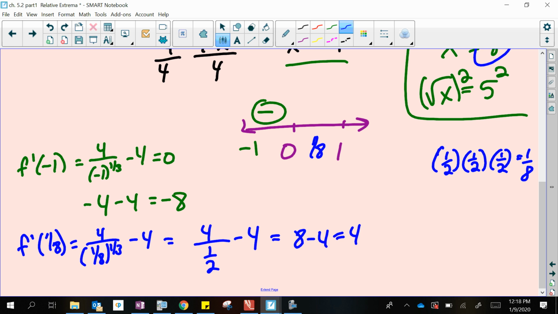Well, okay, how do you do 4 divided by 1/2? How do you divide fractions? So we keep the 4 the way it is, we change it to multiplication, and we flip the 1/2. So we get 8. Okay?